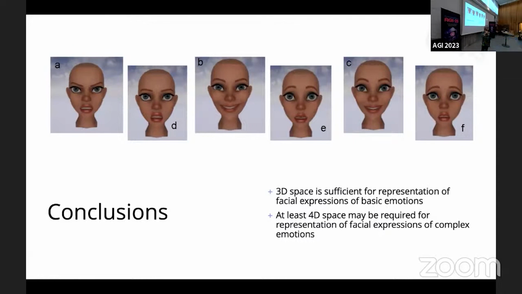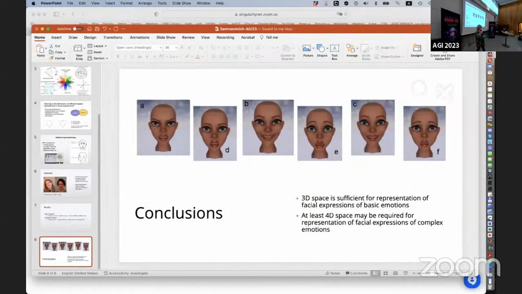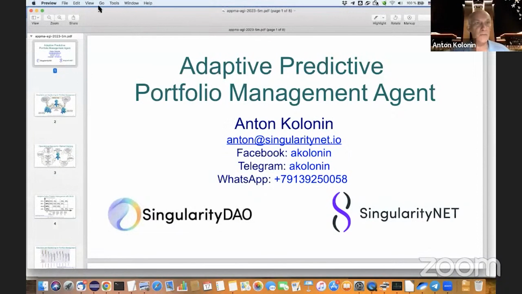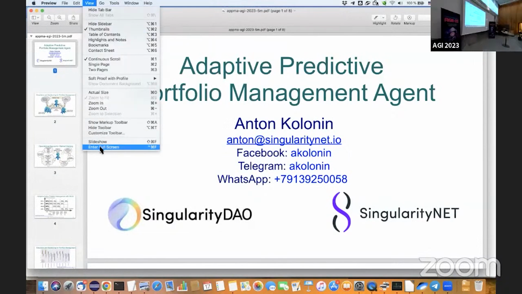And no AGI conference will be complete without a paper from Anton Kolonin. Hi, Anton. Anton is here to talk to us about Adaptive Predictive Portfolio Management Agent. Welcome, Anton. Hello, do you see my screen now? We do. We don't see your face.